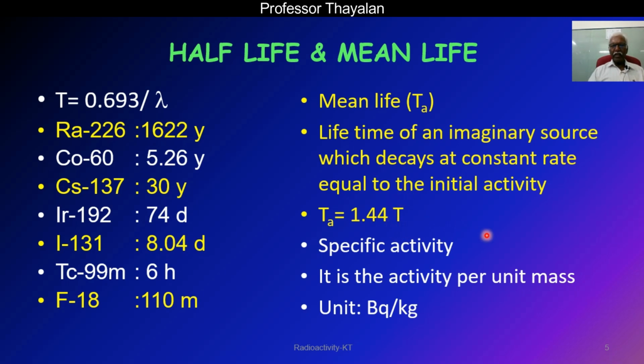Apart from that, a radioisotope is also described in terms of specific activity. What is specific activity? It is activity per unit mass. It is expressed in becquerel per kilogram. If the isotope has higher specific activity, a miniature source can be made easily for clinical application.